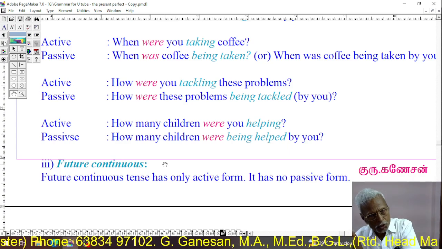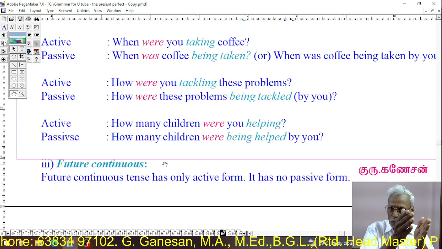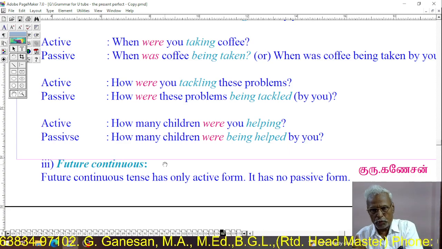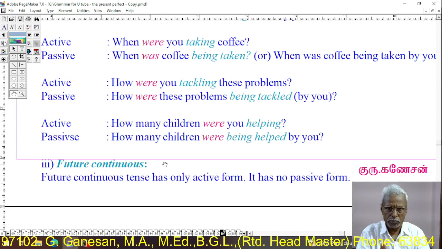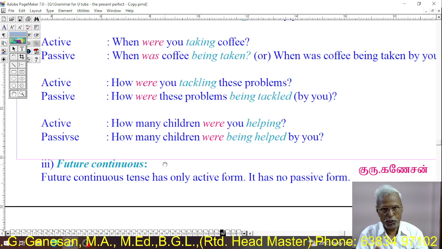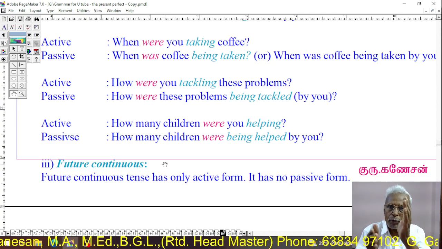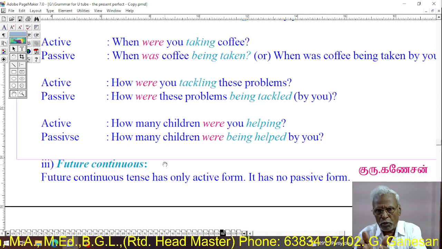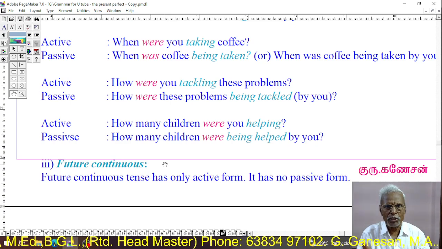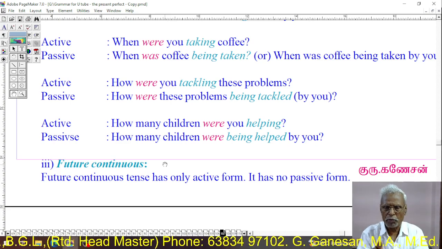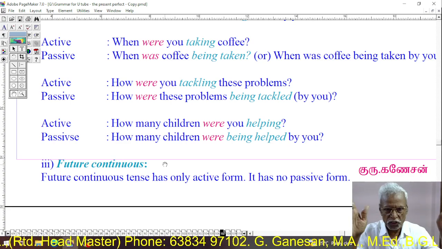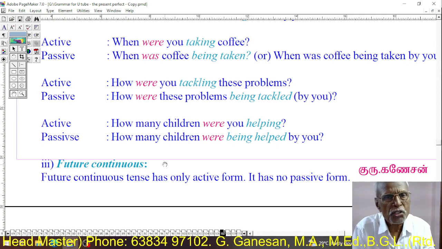Regarding past continuous tense, there will be was or were plus the present participle. Was or were should be used according to the subject of the passive form. Then the present participle, as in the case of present continuous tense, should be changed into the past participle, and being should be placed before it. That's all. Regarding future continuous tense, there is no passive form.